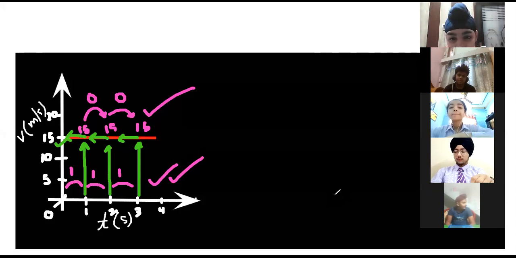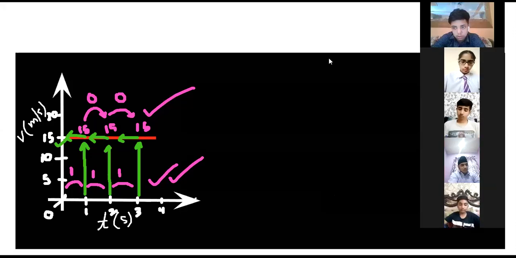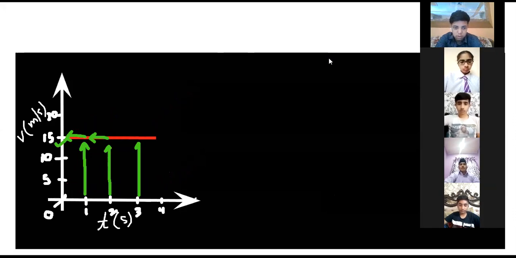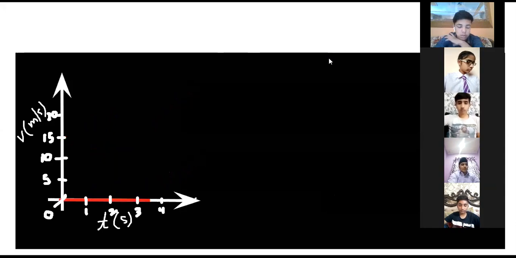Okay, moving on with the next type of question. That is in the graph. Krish, please adjust your camera. Very good. Okay, now we are going to have the velocity time graph only. Fine. But let's do a little variation.